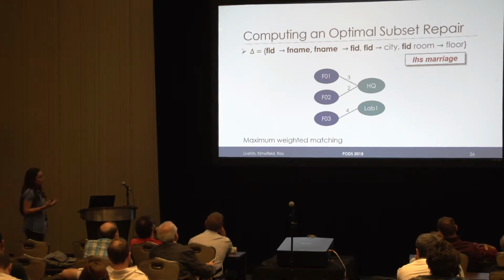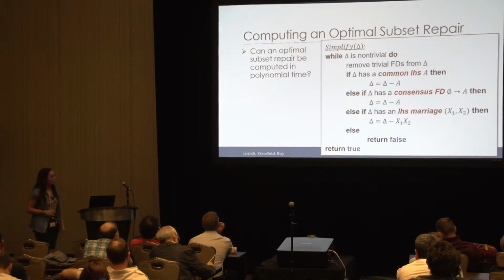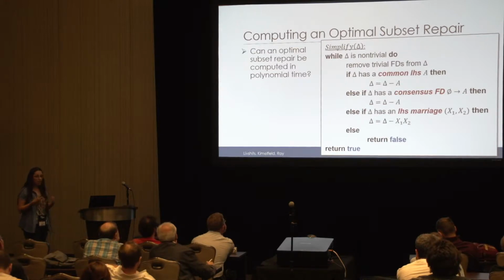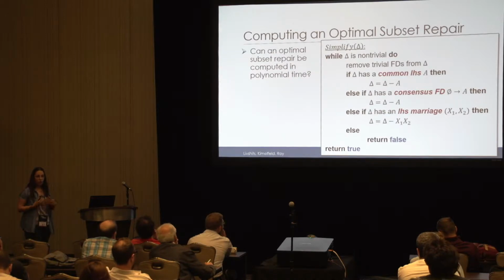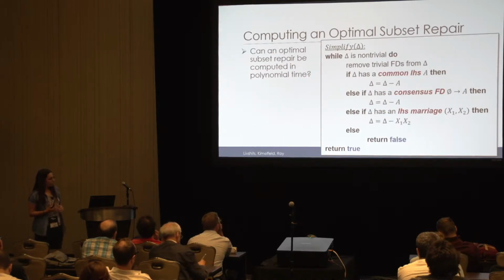So we have three simplifications: common LHS, consensus of D, and LHS marriage. And we have this simplify algorithm, and what it does, it just takes a set of functional dependencies and applies these simplifications over and over again until we either have an empty set of functional dependencies, in which case the algorithm will return true, or we have a non-empty set of functional dependencies, but we can no longer apply any simplification. In this case, the algorithm will return false.